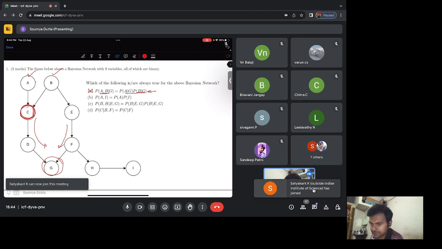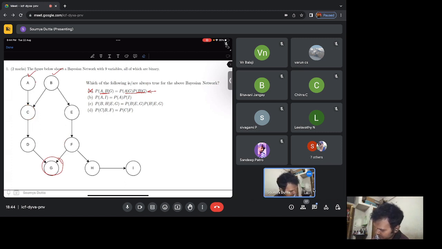Okay, then the next question is P of A comma I is equal to P of A into P of I, which means that this one and this one are independent of each other. So you see I is affected by H, and H is affected by F, which is affected by E, which is affected by B, and B is independent of A, because you don't know a common child of both of them, and therefore A and I would be independent of each other, due to which this condition will hold true.